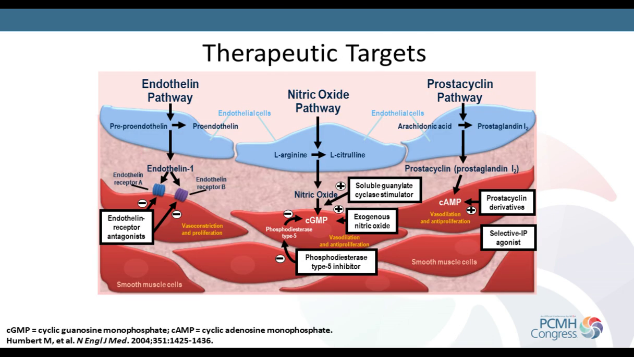And this is a nice little cartoon showing that these are what we call targeted therapies. And they work on one of those 3 pathways to improve the pulmonary vascular relaxation and prevent the thickening and the damage that occurs as a result of pulmonary hypertension. So it's a really nice example of the development of drugs specifically targeted to abnormalities in the pulmonary vessels.